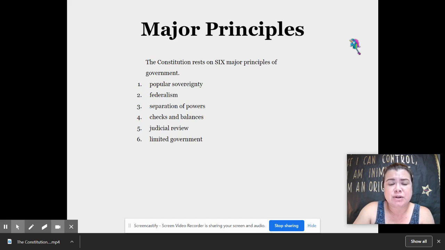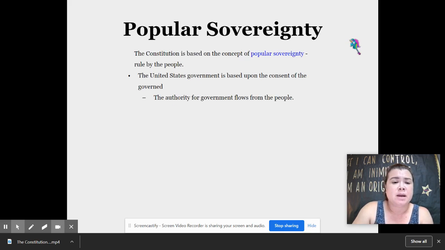Major principles in the Constitution are popular sovereignty, federalism, separation of powers, checks and balances, judicial review, and limited government. So we're going to go over these major principles, and then we'll be finished with this slide, or this PowerPoint, okay? But the first thing we want to talk about is popular sovereignty.